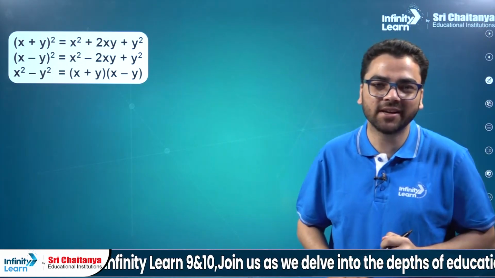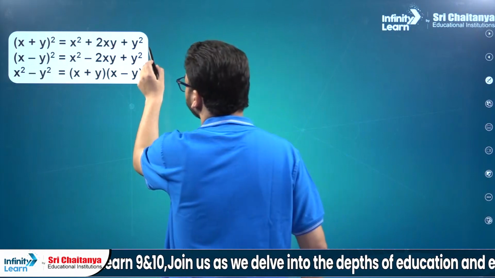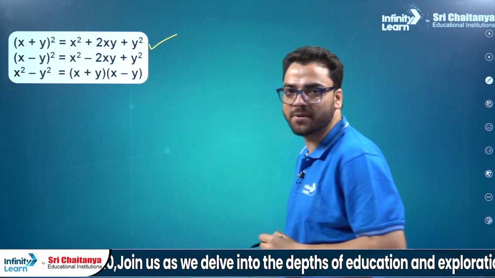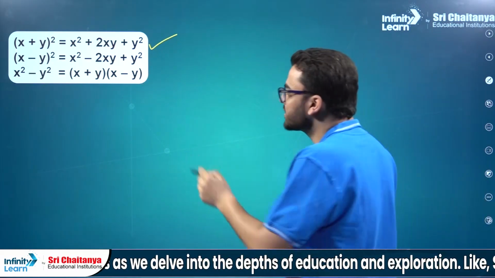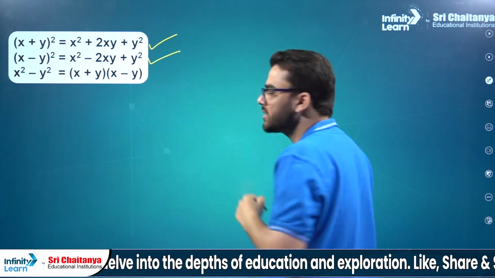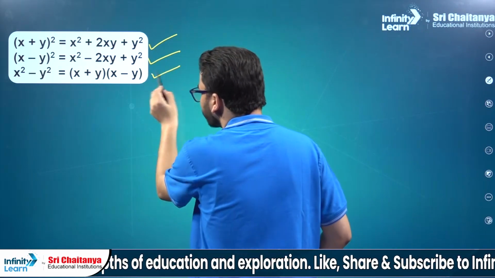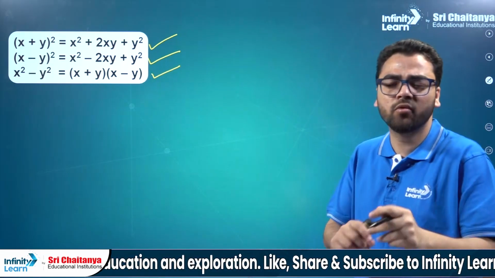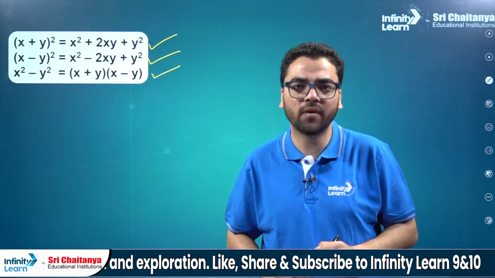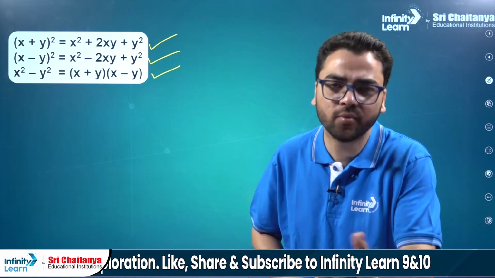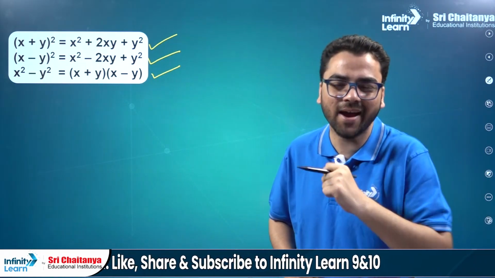The first one is (x plus y) the whole square, which is x square plus 2xy plus y square. And (x minus y) the whole square is x square minus 2xy plus y square. And x square minus y square is (x plus y)(x minus y). I'm not proving these identities over here. I mean, using 2 ways you can prove each of these 3 identities.